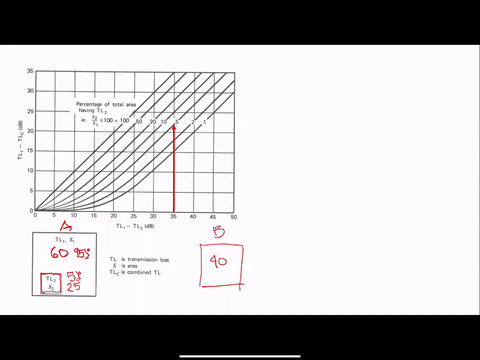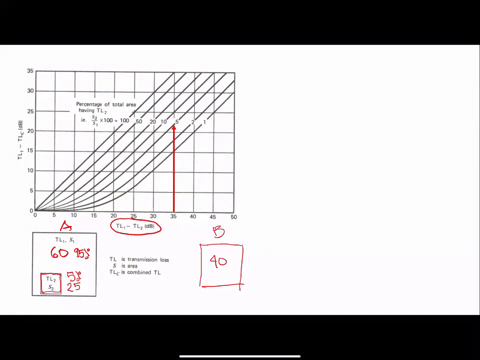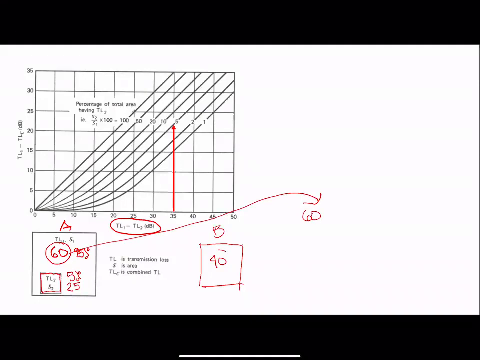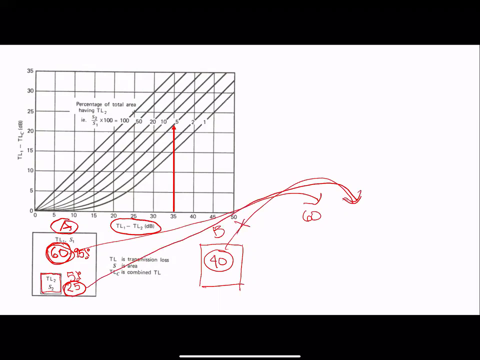So we have on the x-axis transmission loss 1 minus transmission loss 2. Well, transmission loss 1 is this number right here, so we can take that over, and it's 60. Transmission loss 1 is the transmission loss of the 60. And all of this is just about this first wall. So the first one we're going to do is just the first wall, wall A. So transmission loss 2 is this number here. It's the transmission loss for the window, so that's going to go over here, and it's going to be 25. So 60 minus 25 is transmission loss 1 minus transmission loss 2, and that's equal to 35.